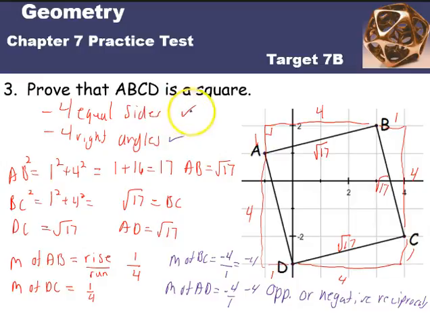So we showed that it had 4 equal sides. They're all equal to root 17. And we showed that the lines were perpendicular, which means it has 4 90-degree angles. So this is a square.